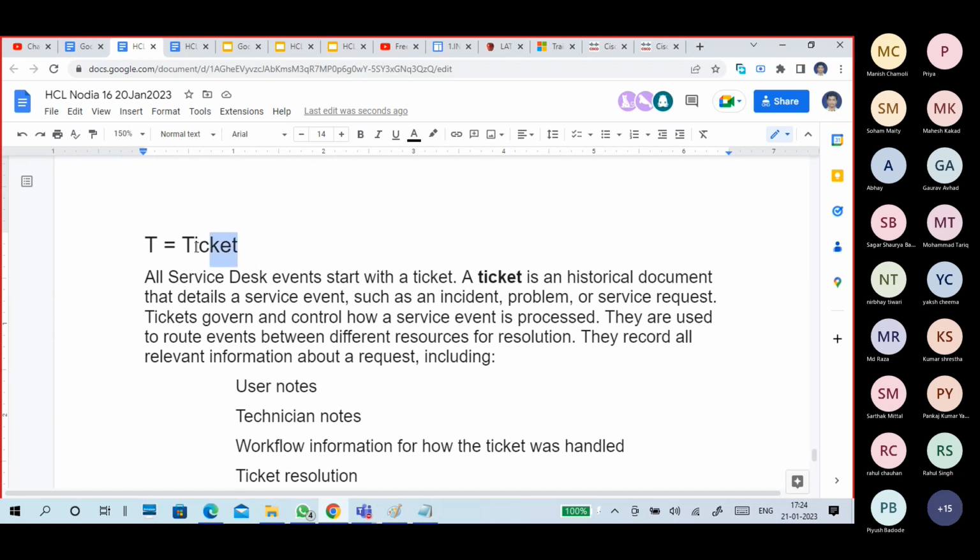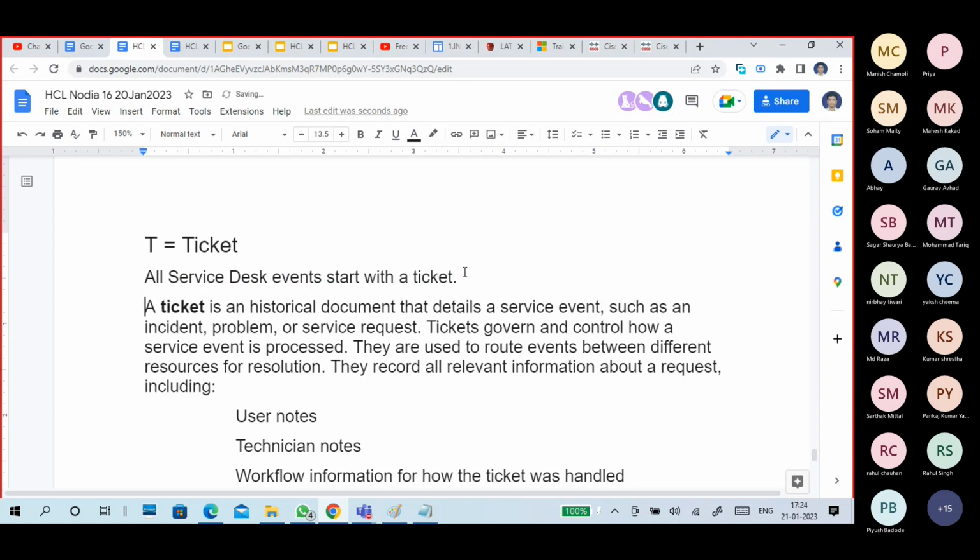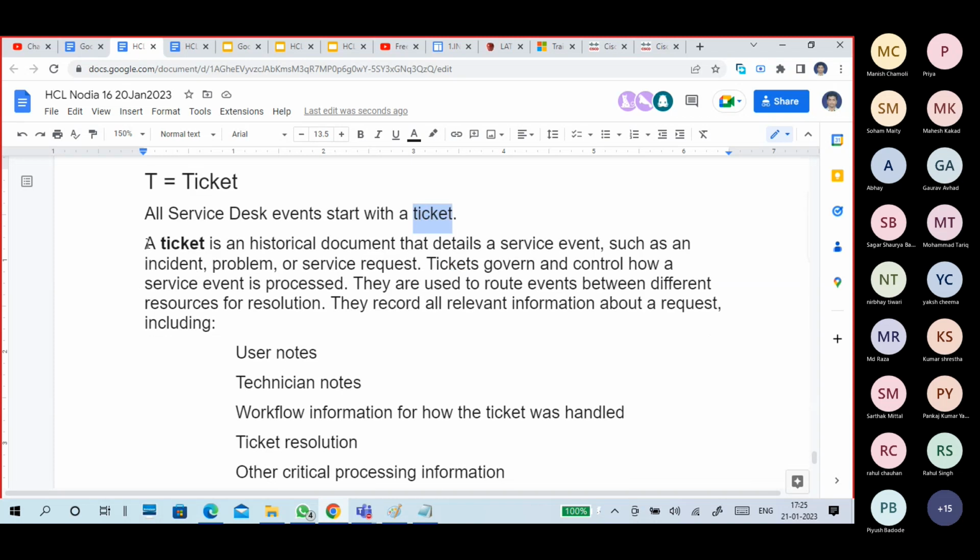So first of all, what is a ticket? All service desk events start with a ticket. A ticket is a historical document. Anything that comes to the service desk, guys, first we should create a ticket. A ticket is a historical document that details a service event, such as an incident, problem, or a service request.